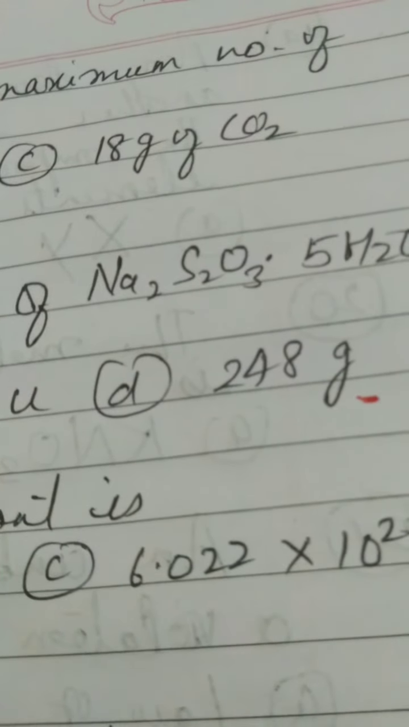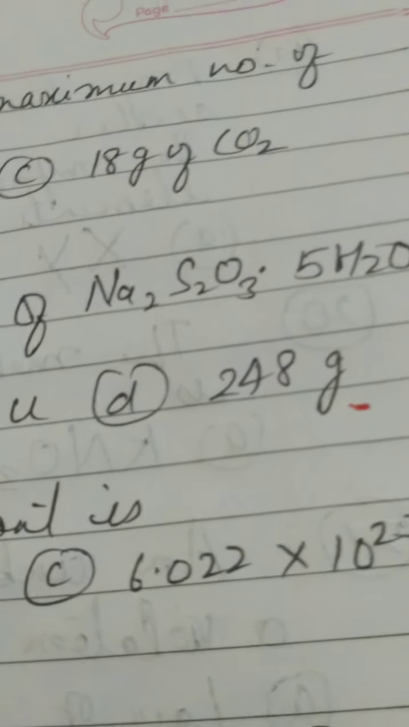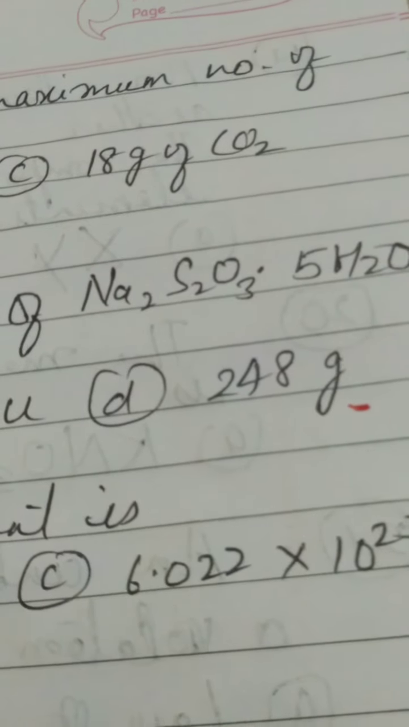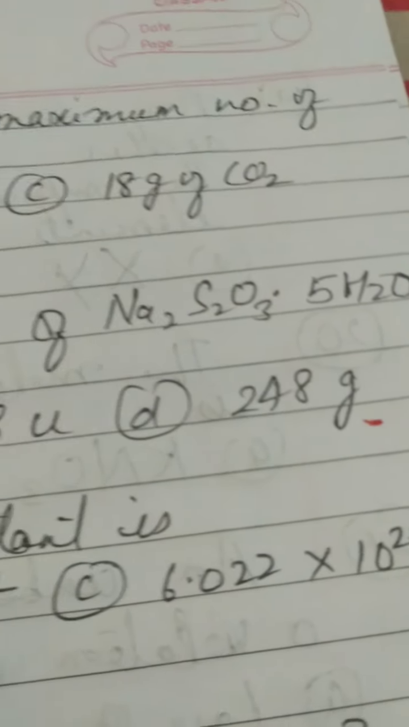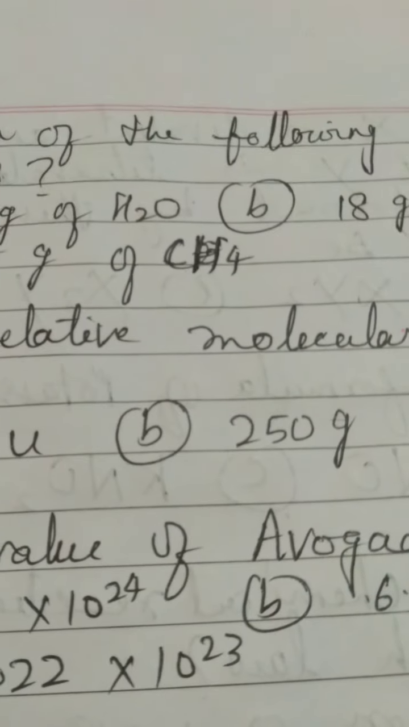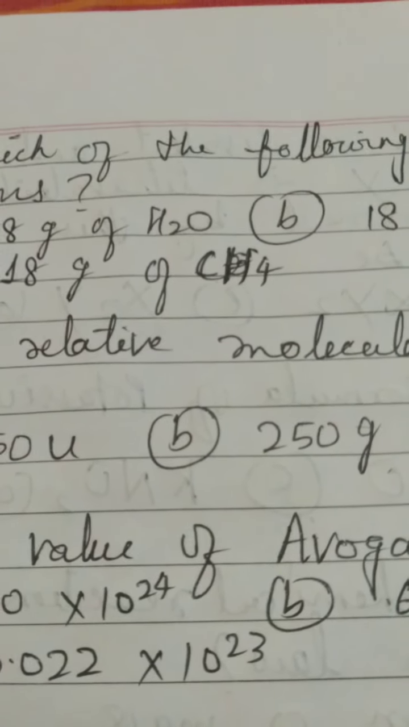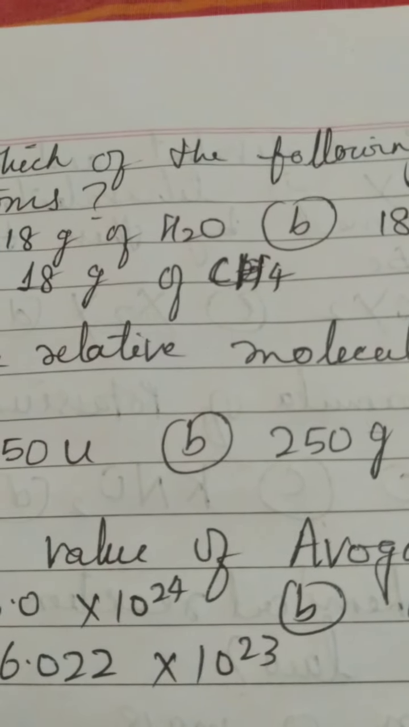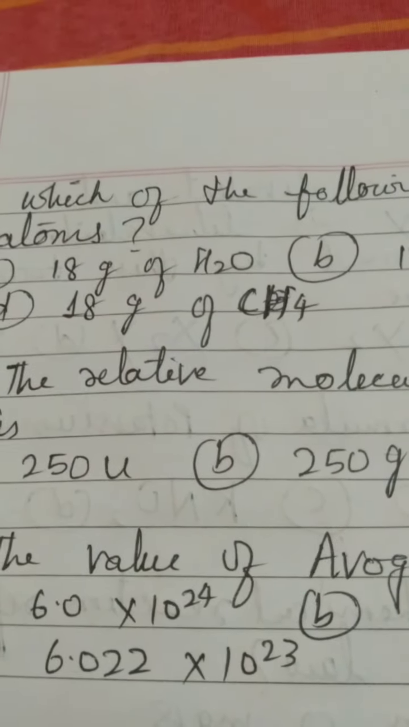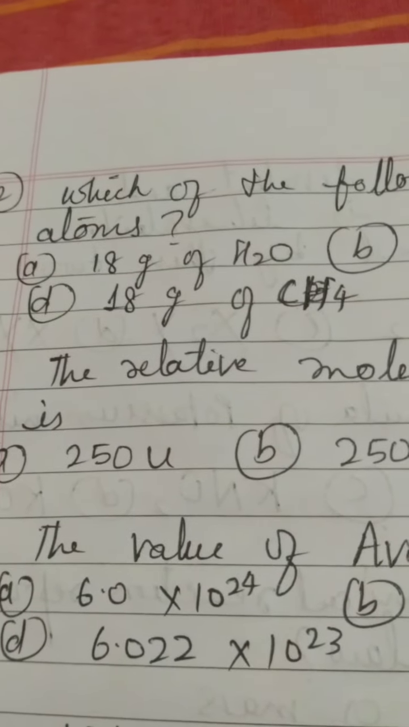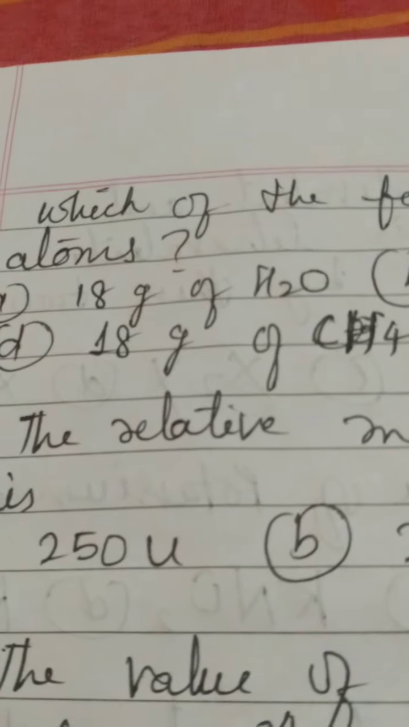18 gram of carbon dioxide is also much less than 1 mole, because 1 mole of carbon dioxide will have 44 gram, so it is much less than your Avogadro number. 18 gram of methane. Methane has the gram molar mass as what? 16 grams, so it is also less than 1 mole. So what will have the maximum number of atoms? That which is equal to Avogadro number. Yes.